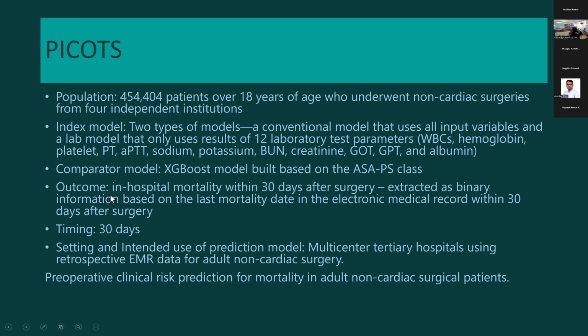They compared with an XGBoost model based on ASA-PS class, which is the American Society of Anesthesiologists physical status class. The outcome is in-hospital mortality within 30 days after surgery, which they extracted as a binary outcome based on the last mortality record. And the timing was 30 days. The setting is a multi-center tertiary hospital using retrospective EMR data for adult non-cardiac surgery. And they use pre-operative clinical risk prediction for mortality in adult non-cardiac surgical patients.